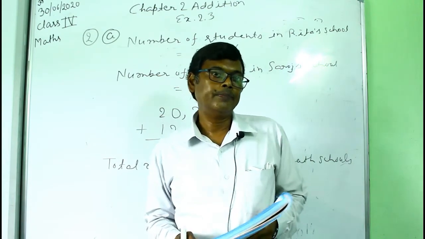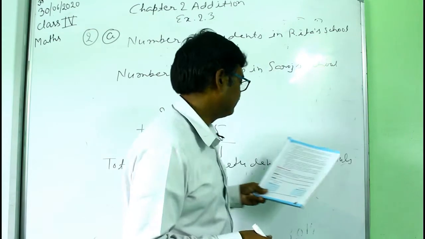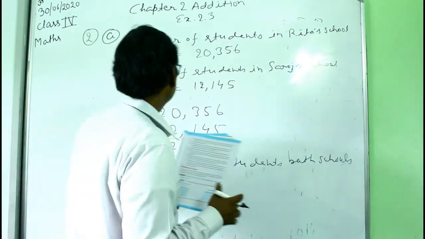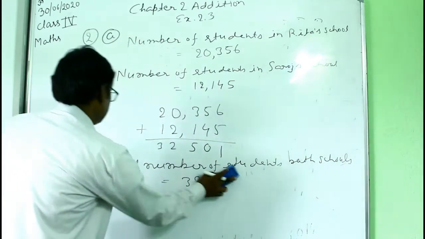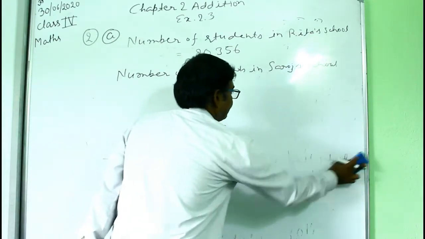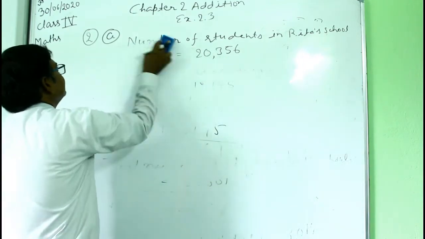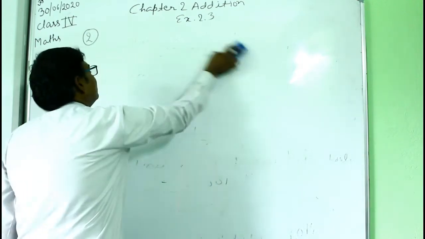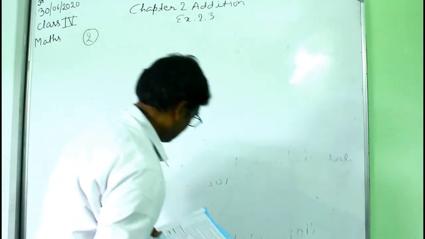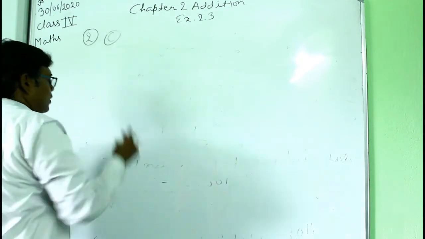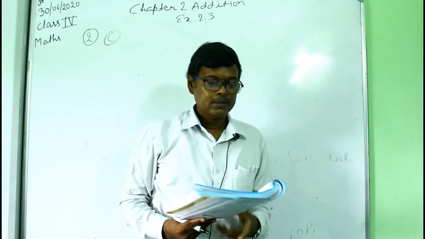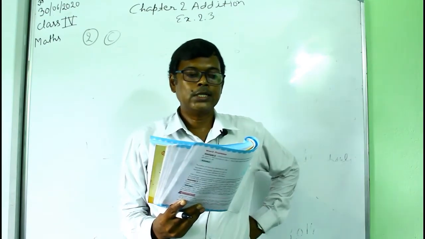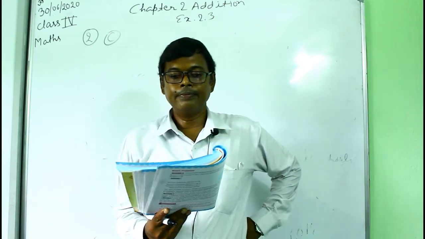Okay, so now next question number B, or I will leave the question B, I will solve question number C. Okay, question number C. There were 32,641 men watching a hockey match in a stadium.